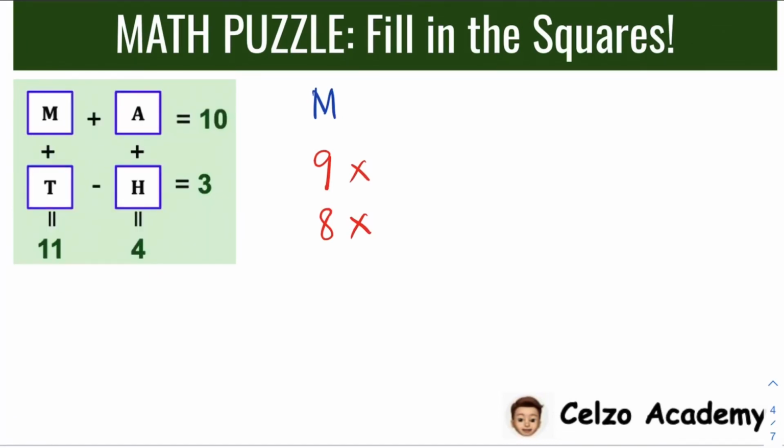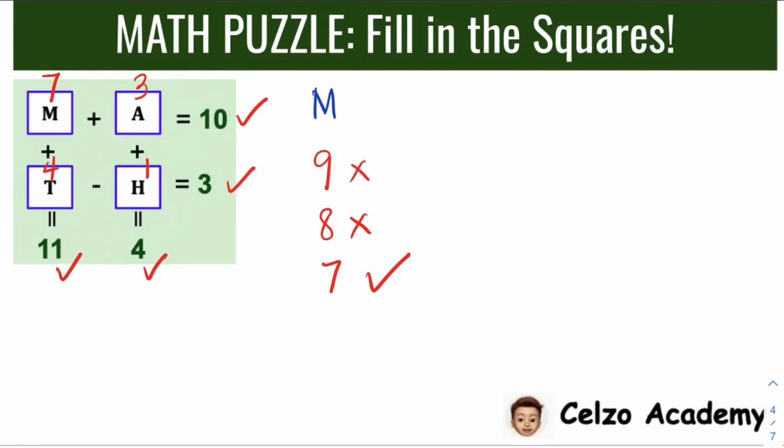This time, let's try 7. If m is 7, a value should be 3, that way 7 plus 3 is equal to 10. If m is 7, t value should be 4, that way 7 plus 4 is equal to 11. If a is 3, h value should be 1, that way 3 plus 1 is equal to 4. And subtracting 4 minus 1, that's equal to 3.